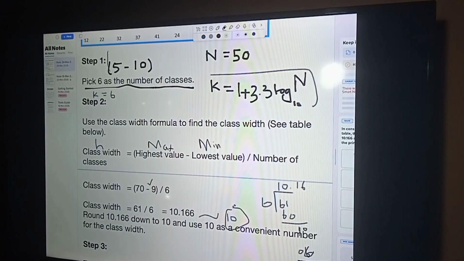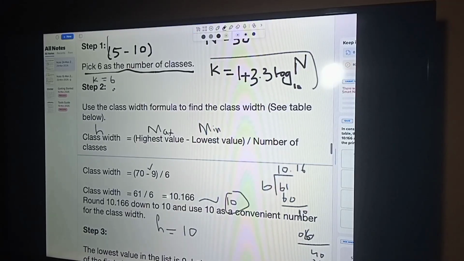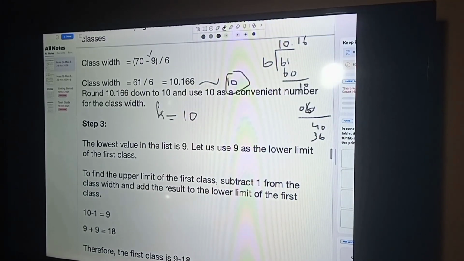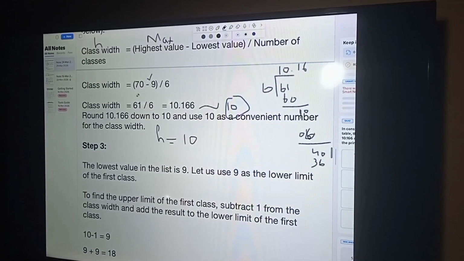So our class width is 10 now. So h is equal to 10 now. In the first step you have to decide the number of classes. In the second step you have to decide the class width, but you have to calculate it with this formula.